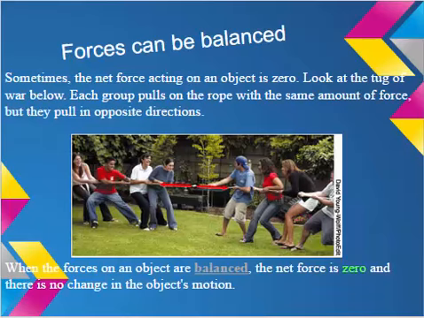A perfect example of balanced forces is an equal game of tug-of-war. If people are pulling on a rope with the same force, there will be no change in the object's motion. These forces on the rope are balanced, and the net force would be 0.